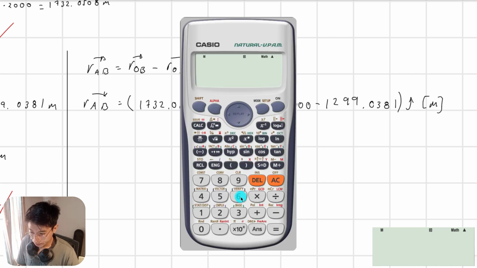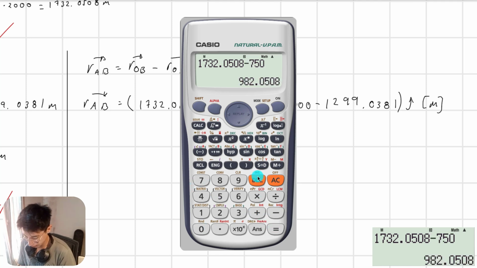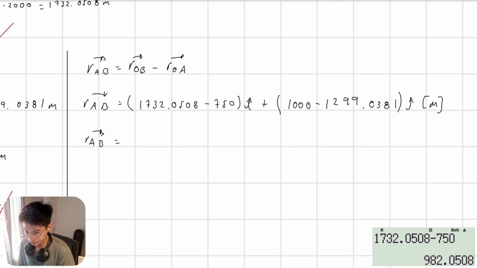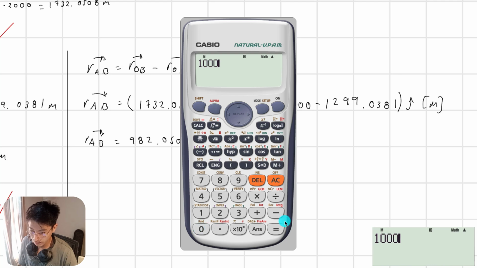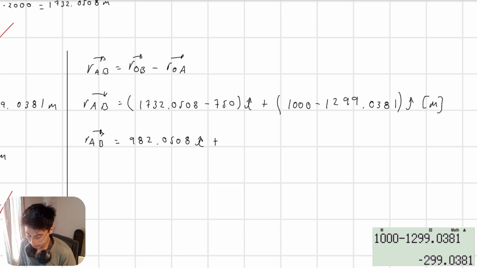So 1732.0508 minus 750 is equal to 982.0508 on the I direction plus 1000 minus 1299.0381, which is equal to minus 299.0381 along the y-axis, and this is in meters.